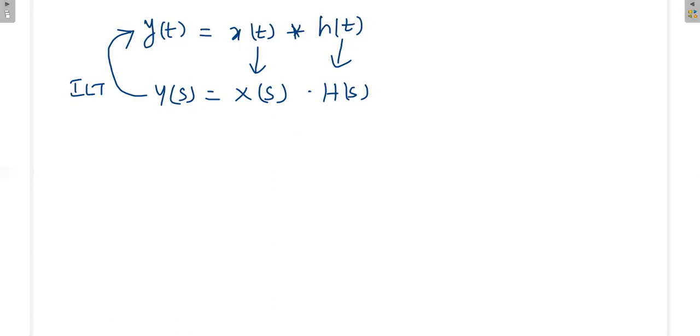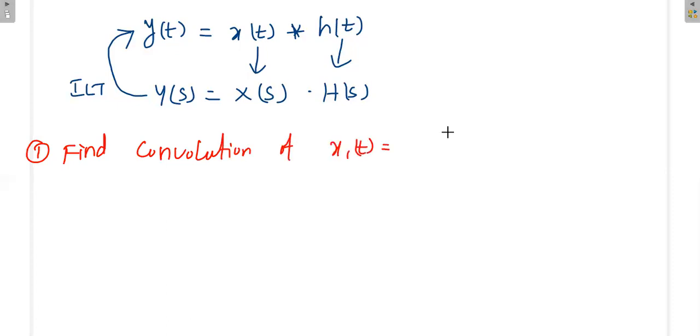First question, find the convolution of x1 of t equal to e power minus a t u of t, and x2 of t equal to e power minus b t u of t.